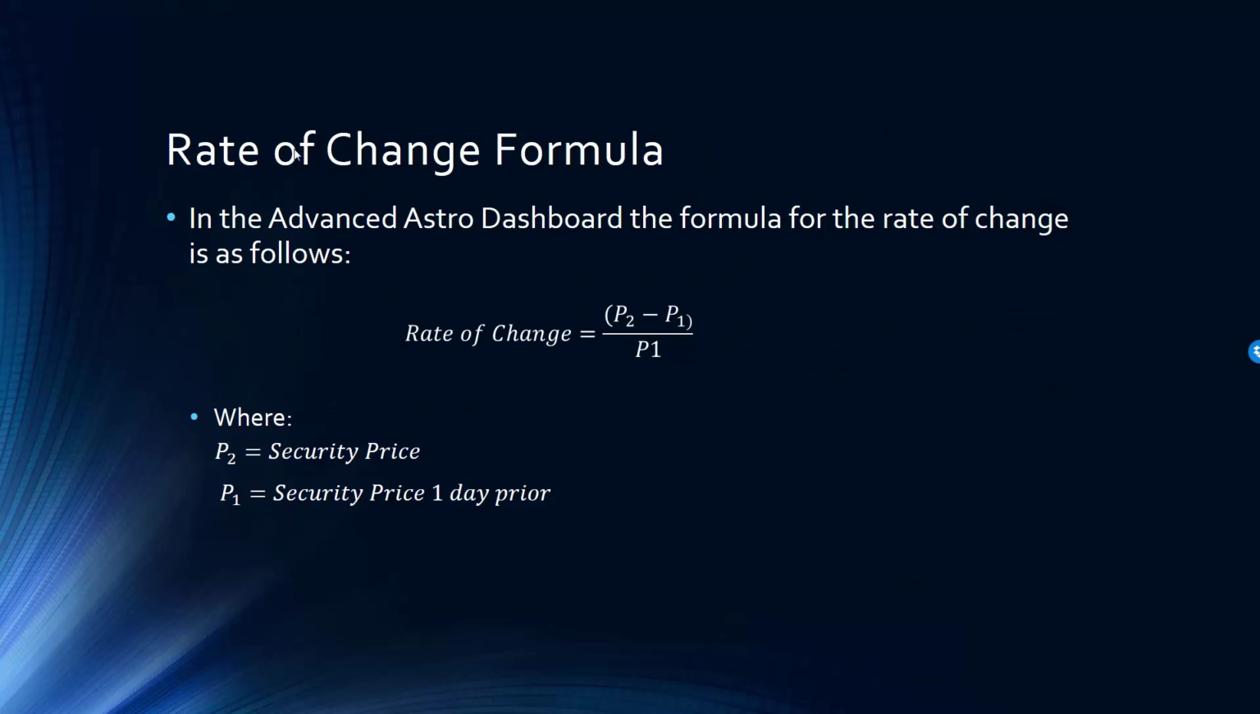So here's the formula for the rate of change, and it's very simple. It simply takes the security price for a particular day, subtracts the security price from the previous day, and divides it by the previous day's price. So if today's price is 102 and yesterday's price is 101, you would do 102 minus 101 divided by 101.